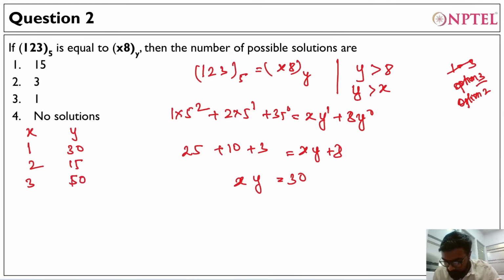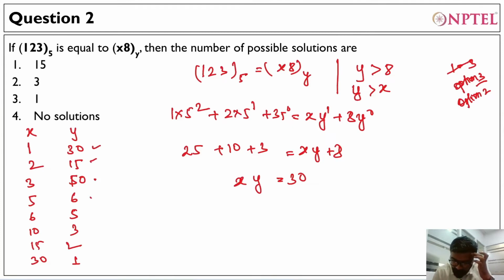x equal to 4, you cannot put, because 30 is not a multiple of 4. So if x equal to 5, then y equal to 6; if x equal to 6, this will be 5, it will be reversed. x equal to 10, it will be 3; x equal to 15, it will be 2; x equal to 30, it will be 1. So we have so many solutions. But how many solutions do we have? 1, 2, 3, 4, 5, 6, 7, 8.